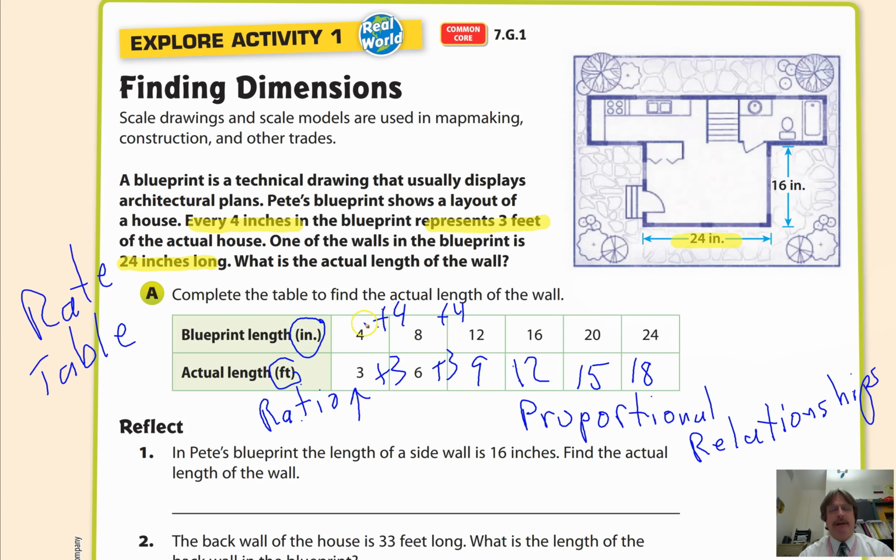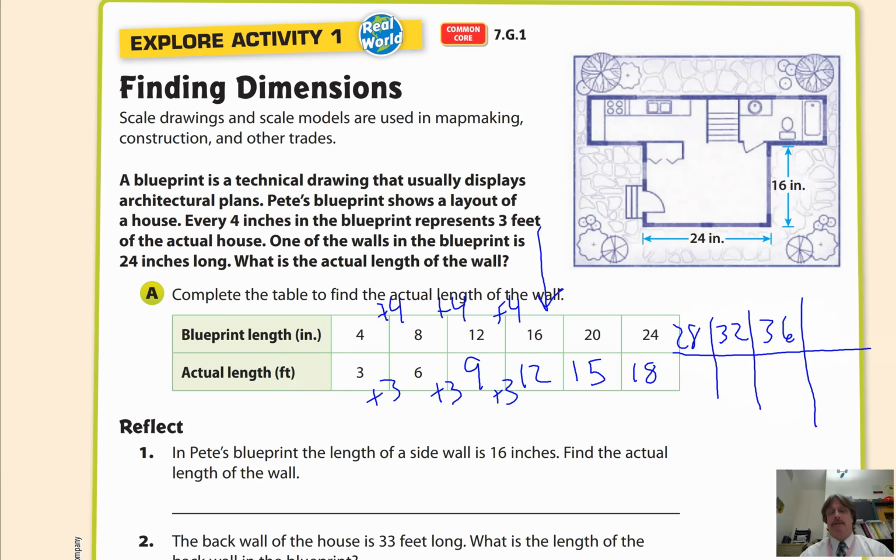We have a ratio here of 4/3, and if you did the division to turn that into a unit rate, 4 divided by 3, it would be 1.33 repeating. If you do 8 divided by 6, it too would be 1.33 repeating. And 12 divided by 9 is 1.33 repeating. All of these, if you do the decimal and find the unit rate, would be 1.33 repeating. These are proportional relationships.